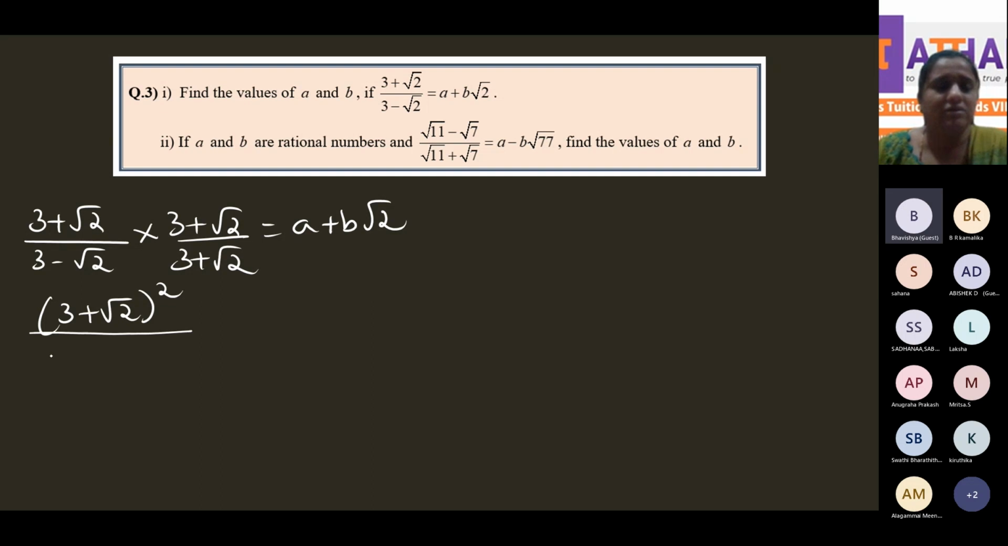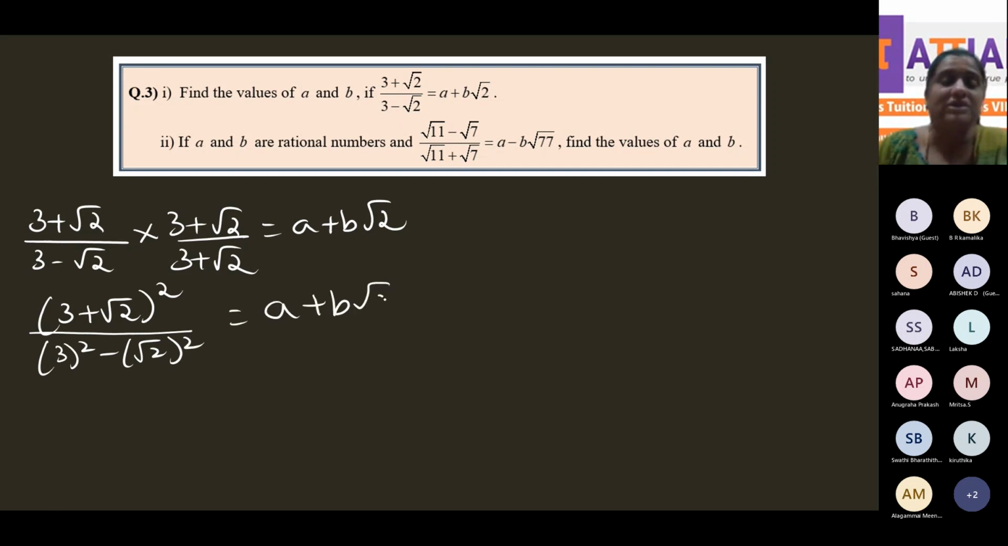Correct? Yes, ma'am. What is 3 minus root 2 into 3 plus root 2? Ma'am, 3 square minus root 2 square. Yeah, a square minus b square. Write the RHS as it is, is equal to a plus b root 2, as it is. Then next step, Anugraha, continue.